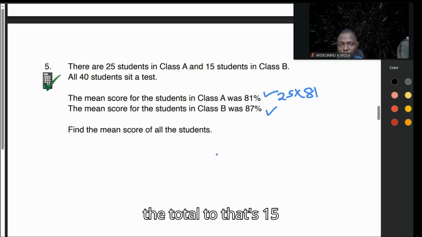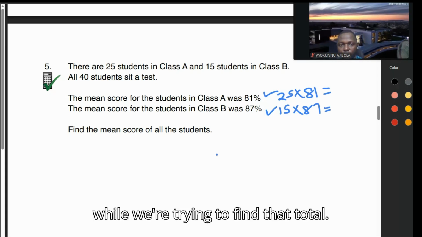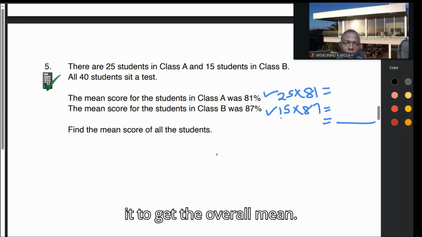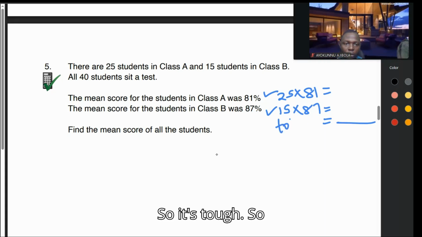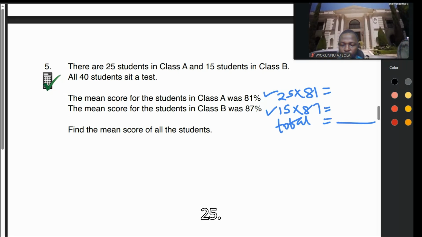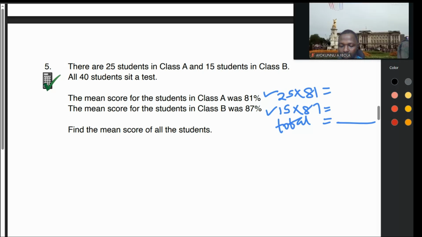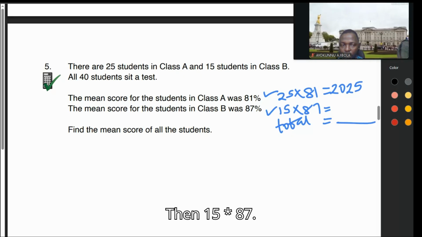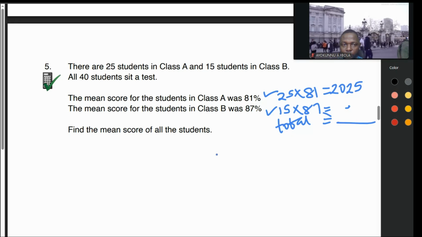So we need the total too. That's 15 times 87. When we find the final total, we will be able to use it to get the overall mean. So 25 times 81, that's 2025. Then 15 times 87, that's 1305.